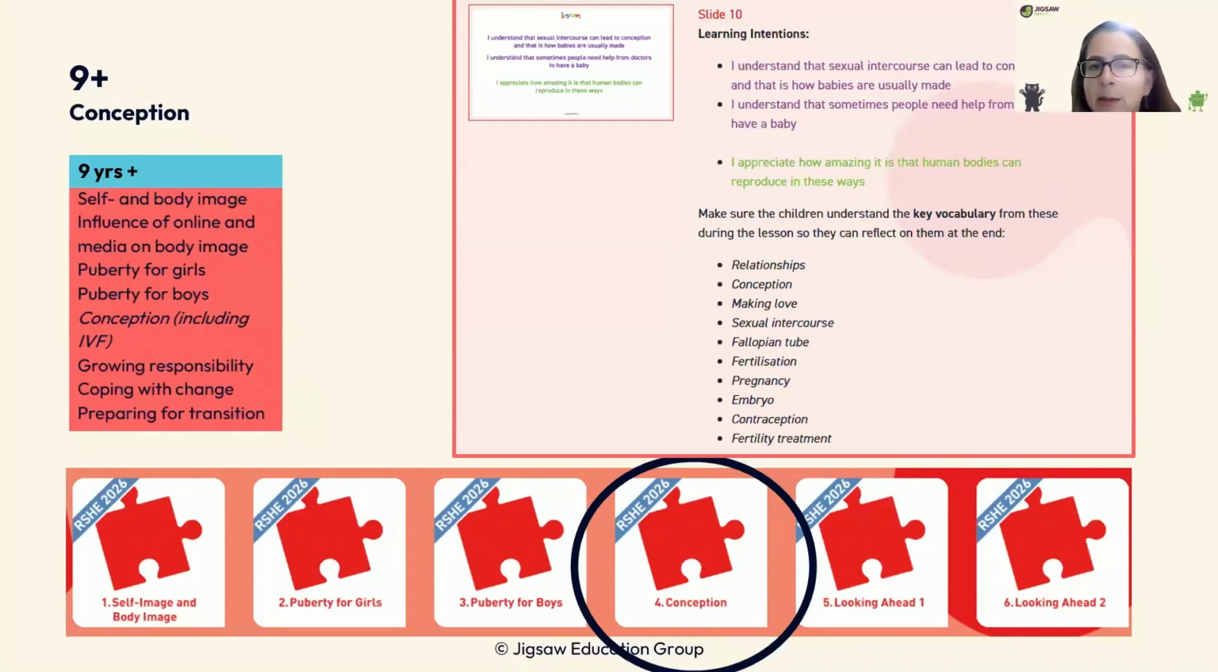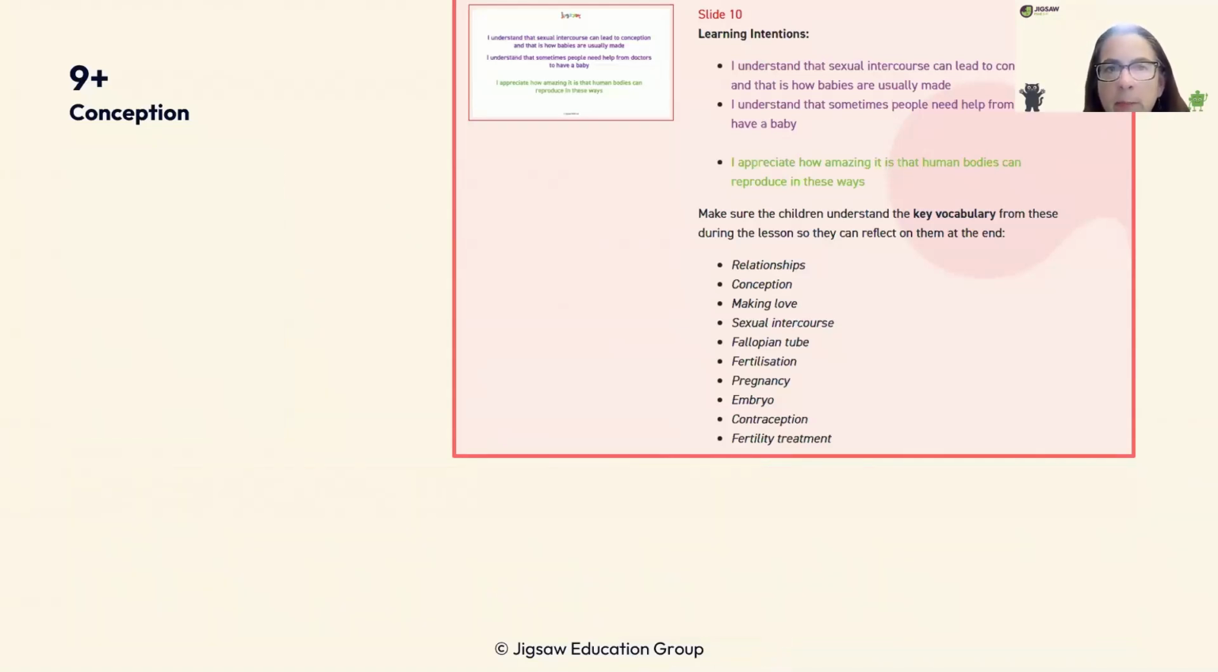We're looking at, I understand that sexual intercourse can lead to conception, and this is how babies are usually made. Following on from that, I understand that sometimes people need help from doctors to have a baby. And then that social and emotional learning, which is so important as well. I appreciate how amazing it is that human bodies can reproduce in these ways, because it's fantastic. There's a lot of awe and wonder that comes into this. We don't want to lose that. So that's our starting point for what we're looking for in this lesson.